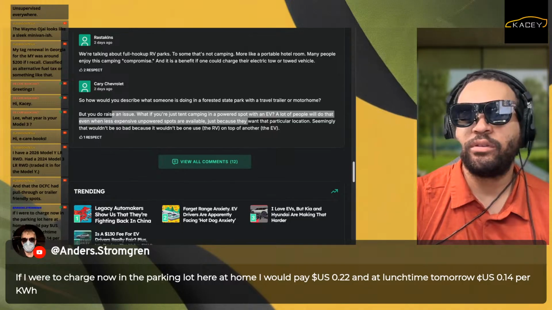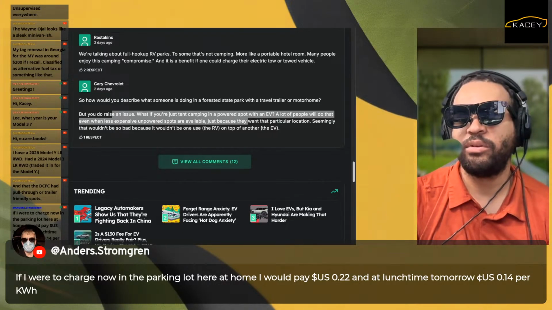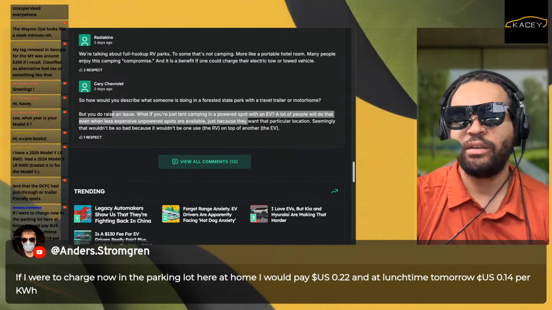If I were to charge now in the parking lot here at home, I would pay 22 cents at lunchtime tomorrow, 14 cents per kilowatt hour. Interesting.